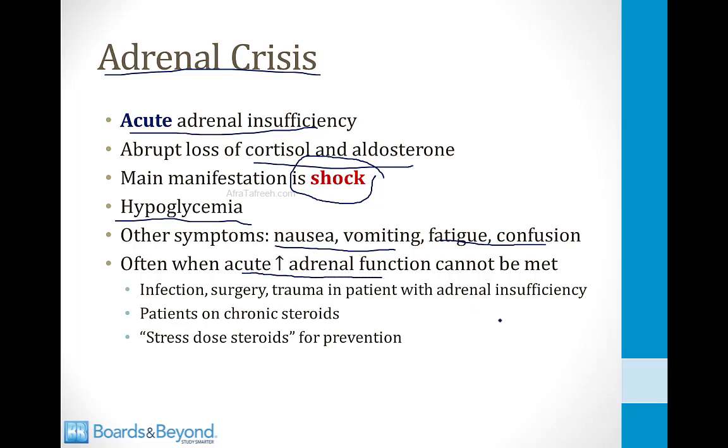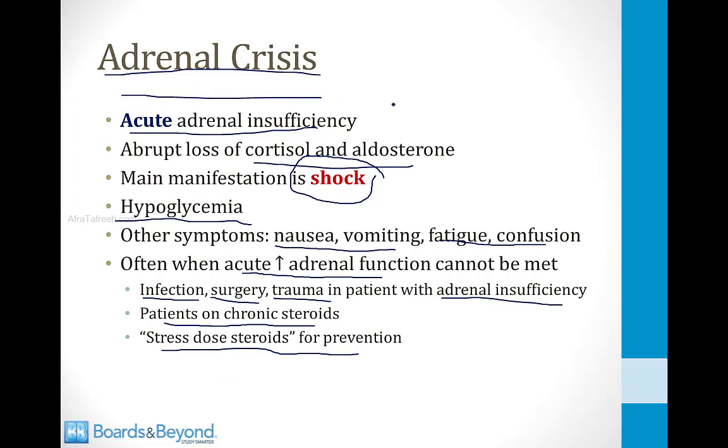So for example, if a patient has adrenal insufficiency and they develop an infection or they go for surgery or they have trauma, they will develop acute adrenal insufficiency or adrenal crisis. This can also happen to patients who are on chronic steroids that suddenly stop their steroids. We'll talk about this in a minute, but the adrenal gland takes time to respond after you've been on chronic steroids, suppressing ACTH production. This is also the basis for stress dose steroids, which we'll also talk about in a minute, but when patients who have chronic adrenal insufficiency go for surgery, they're often given a single dose of high-dose steroids in order to prevent adrenal crisis.